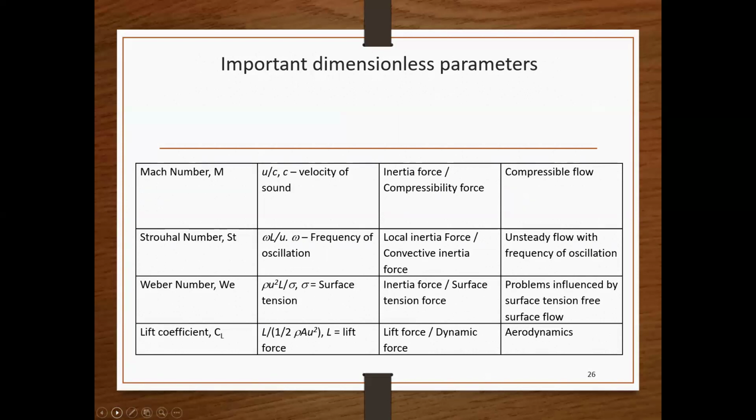The Weber number, We, is rho U squared L over sigma, where sigma is the surface tension. It is the inertia force over surface tension force, for problems influenced by surface tension and free surface flow. The lift coefficient, C_L, is L over one half rho U squared A, where L is the lift force, a dynamic force in aerodynamics. Some do a thesis, but don't know the lift force. They make turbines and blades, but don't know the lift coefficient.